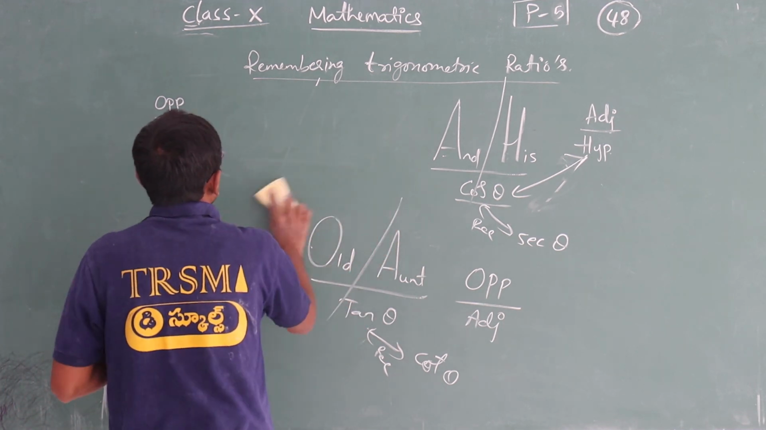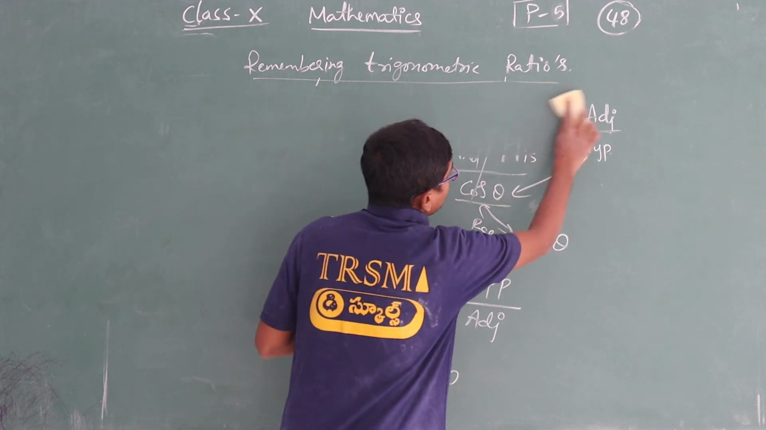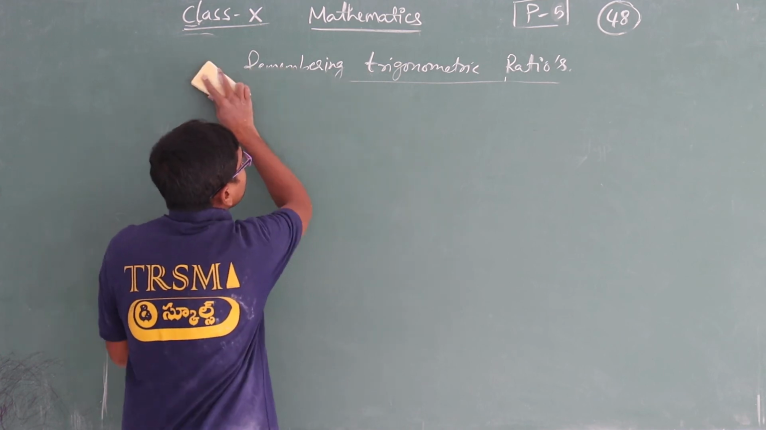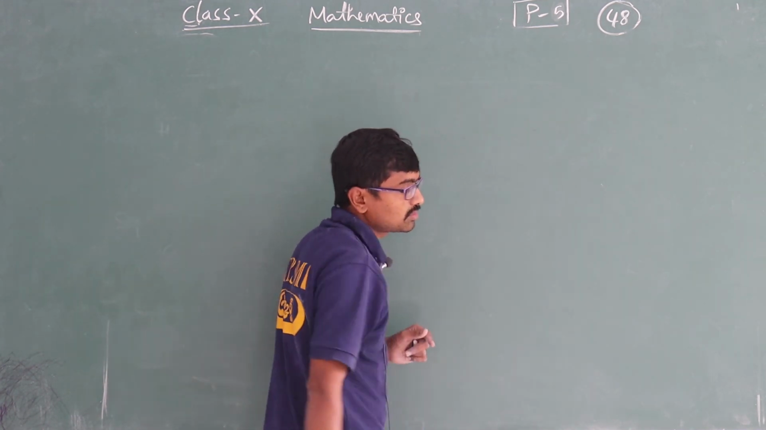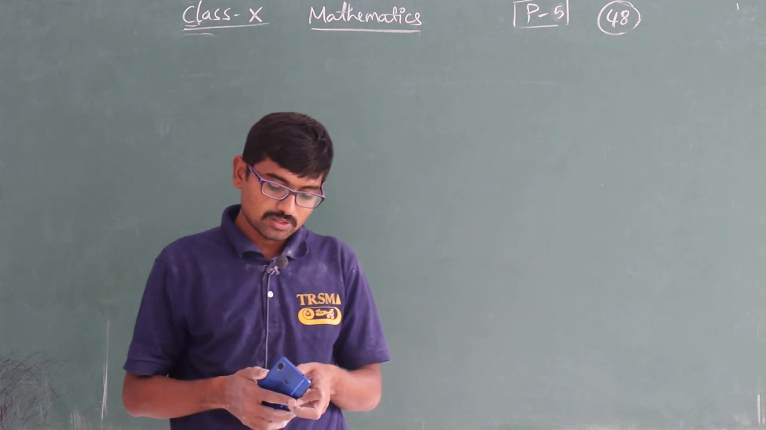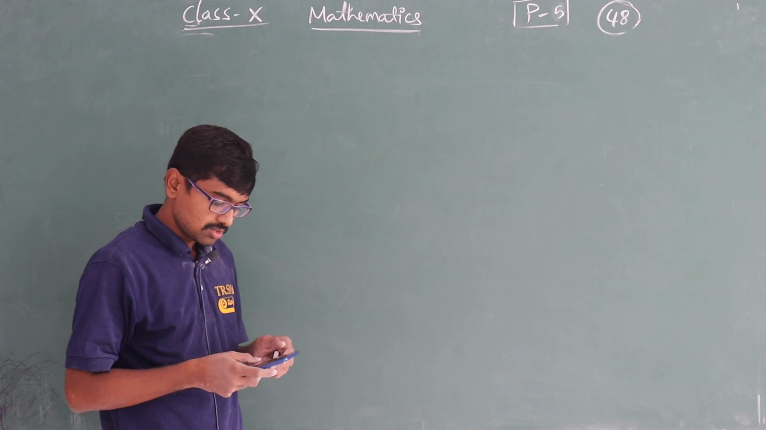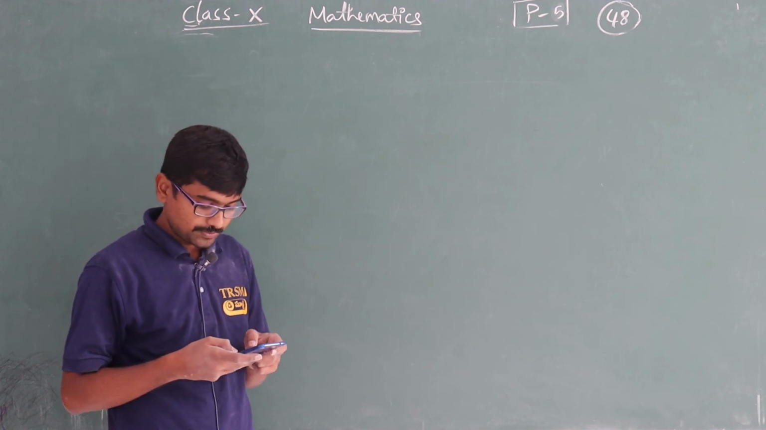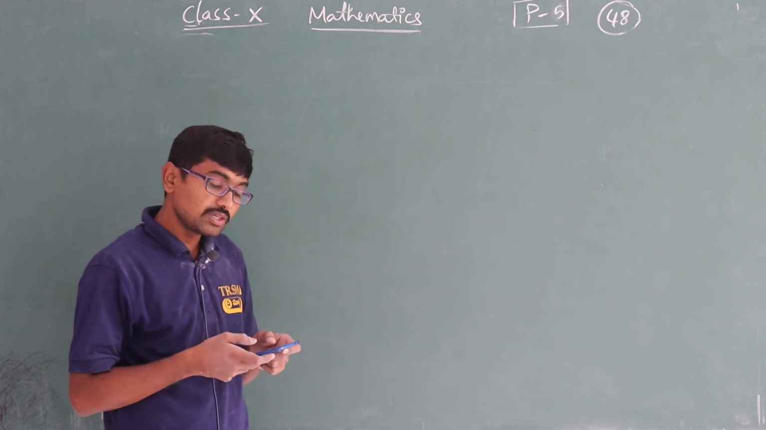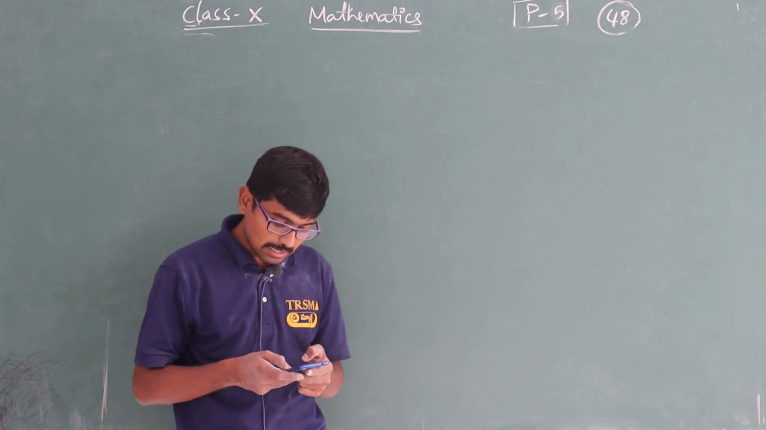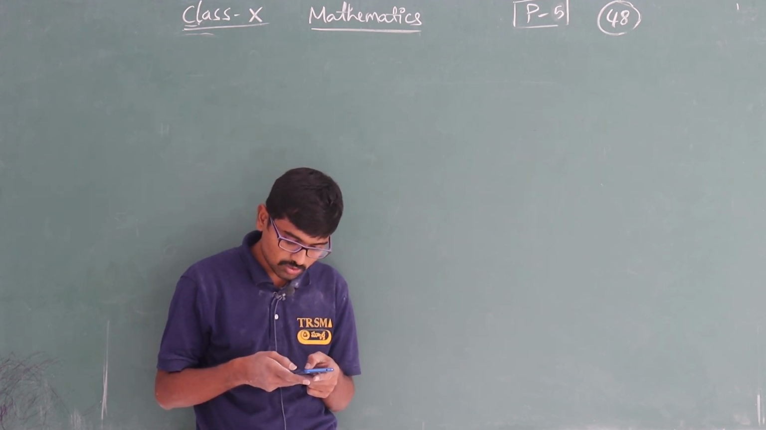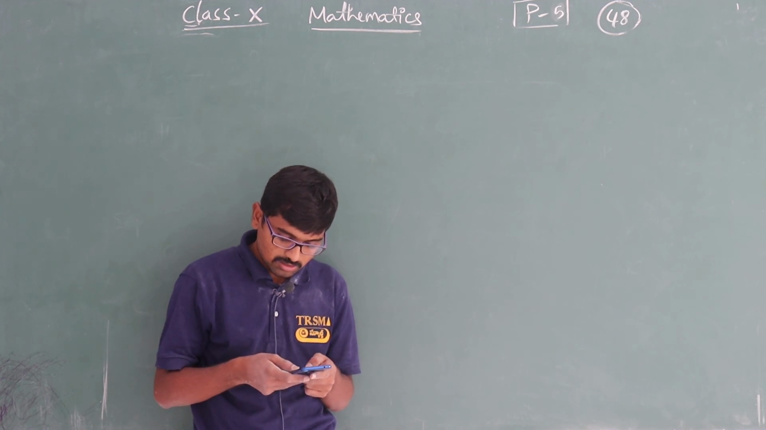Opposite by hypotenuse, adjacent by hypotenuse, opposite by adjacent: sine, cos and tan. So we have converted this into one simple sentence which represents the trigonometric ratios. Okay, so hope you all understood. Let us do one more example based on this. Example number 2, we will do at the time of question number 6, when we start the exercise.